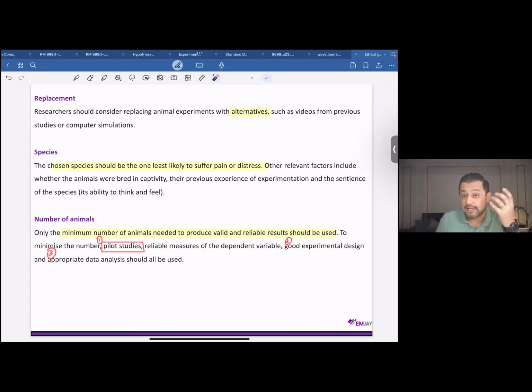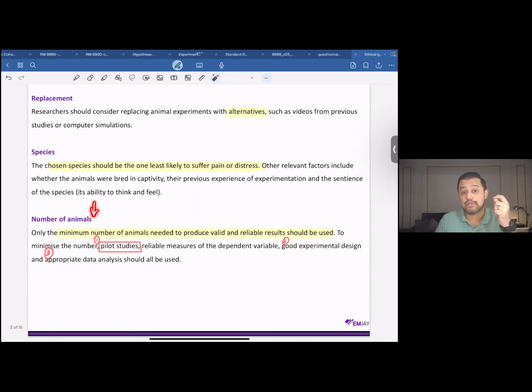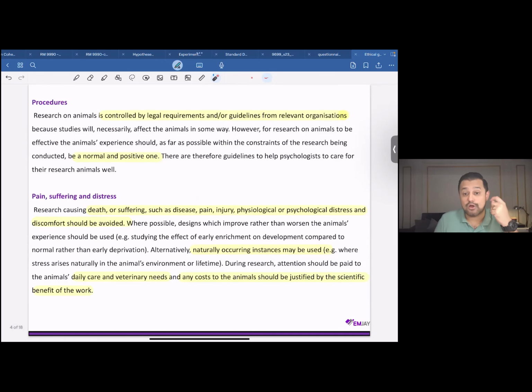What are pilot studies? You conduct small-scale research before the actual research to check the feasibility of the research. Minimize the number. Pilot studies should be conducted. Reliable measures of the dependent variable should be used. Good experimental design and appropriate data analysis should all be used. But again, the point here is to try keeping the number of animals that you want to research on to a minimum.